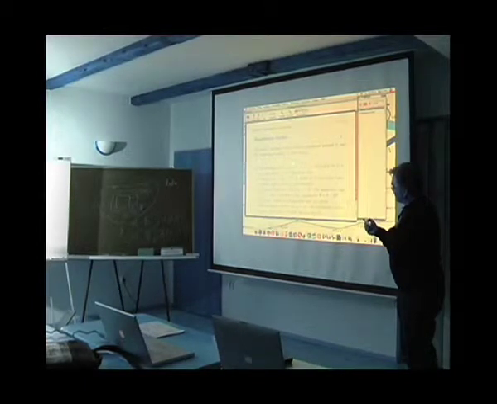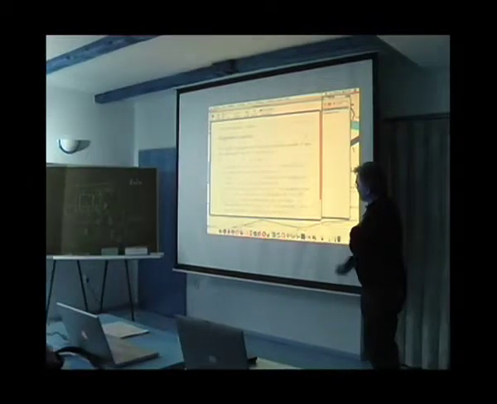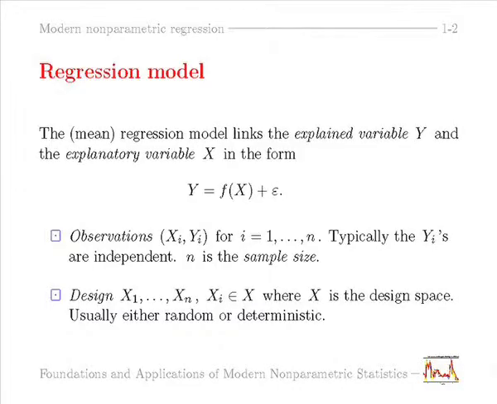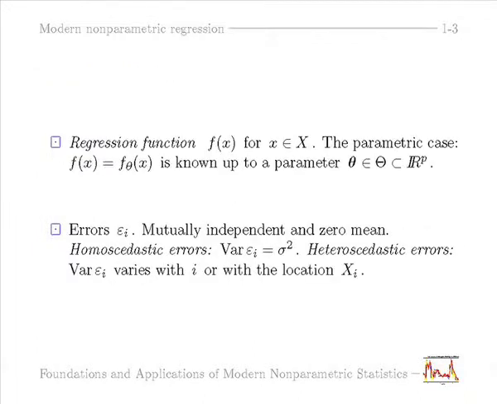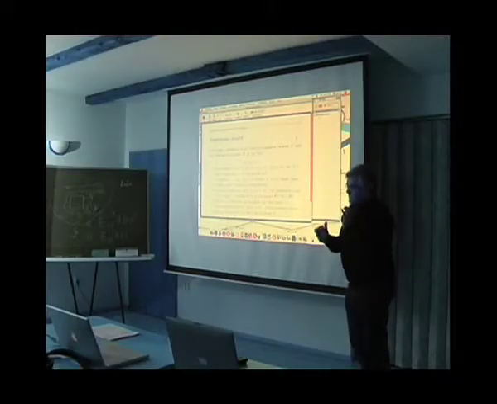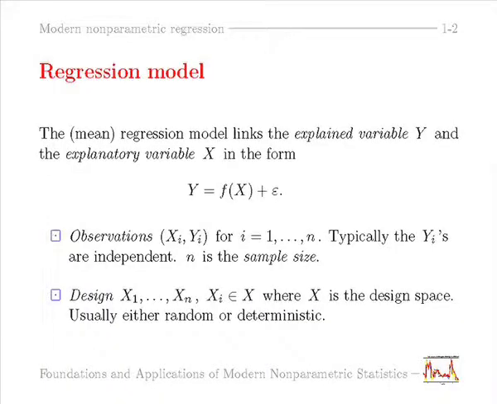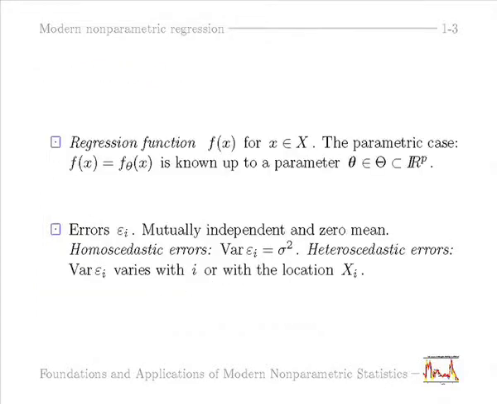F is the regression function, Y are the response observations, epsilon the errors. Recall that if epsilon is normal, then we get to the least squares problem, and if epsilon is, for example, exponential, we get to this least absolute deviation model. N is the sample size, x1 to xn is called the design, and the parametric case means that we are parametrizing the regression function in terms of a parametric model.